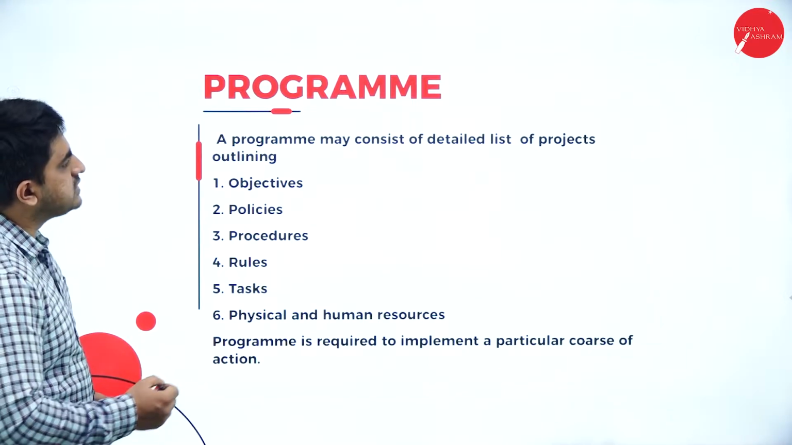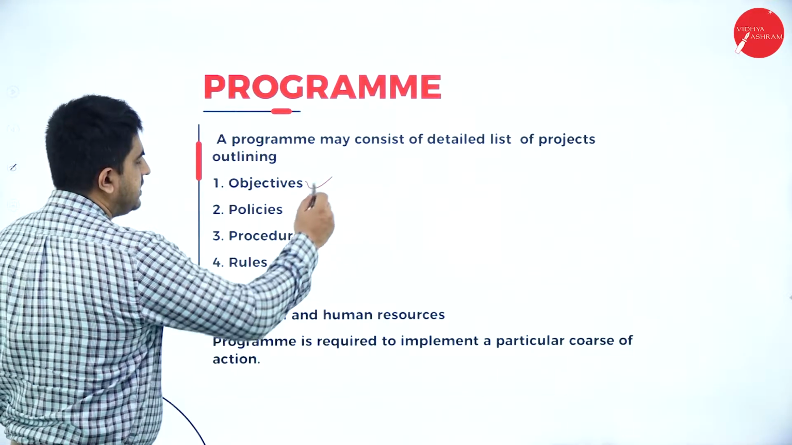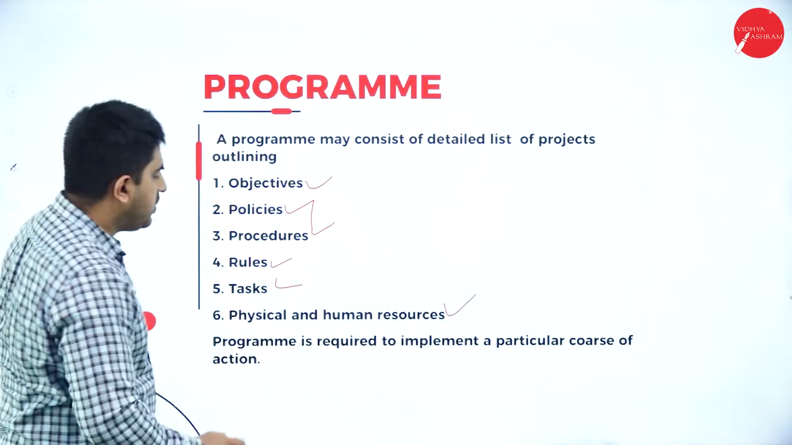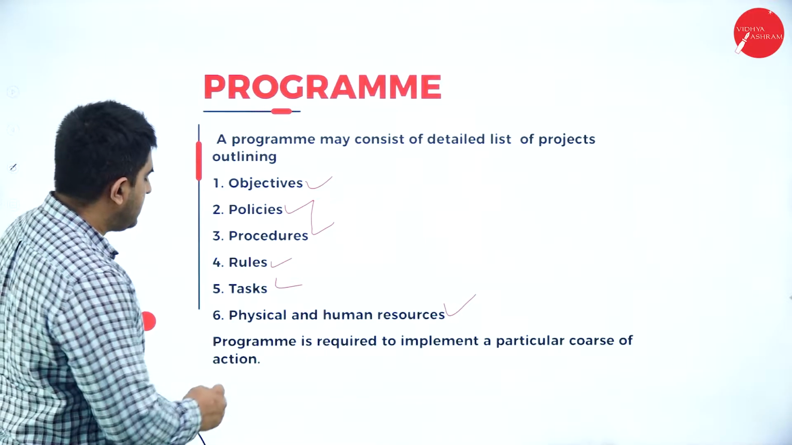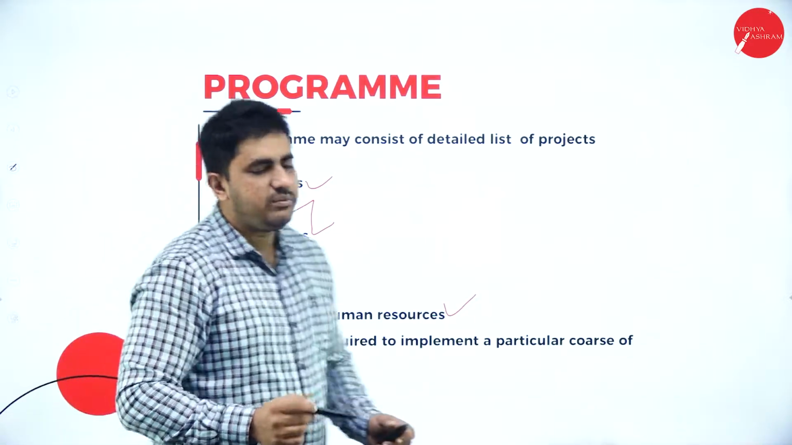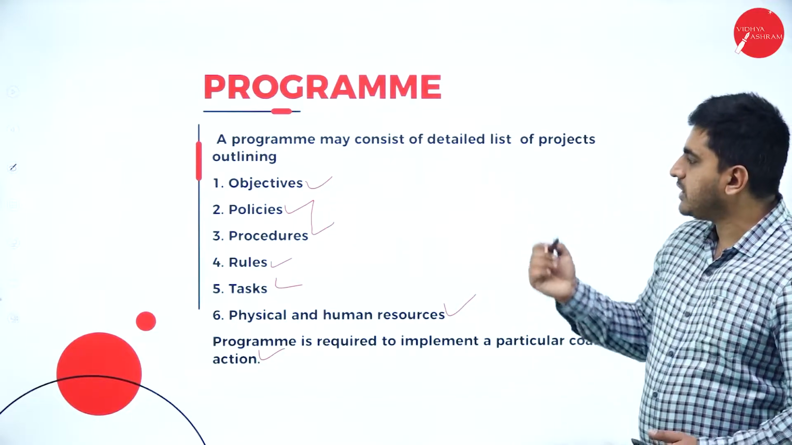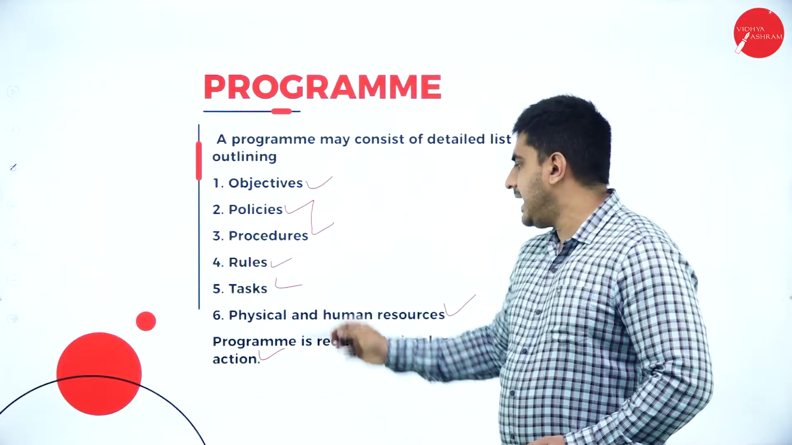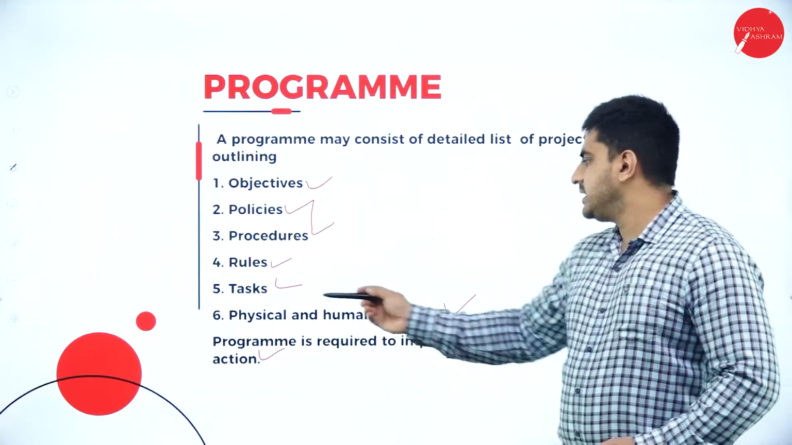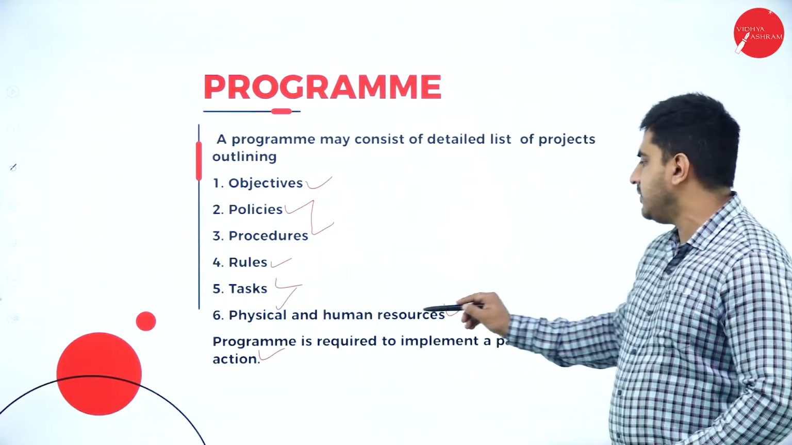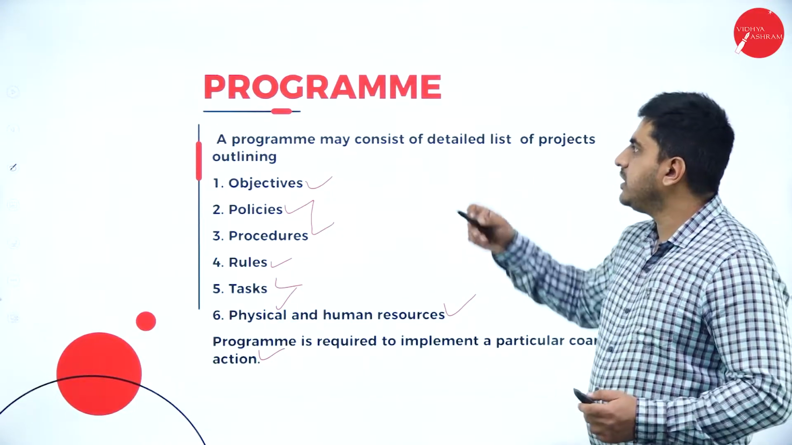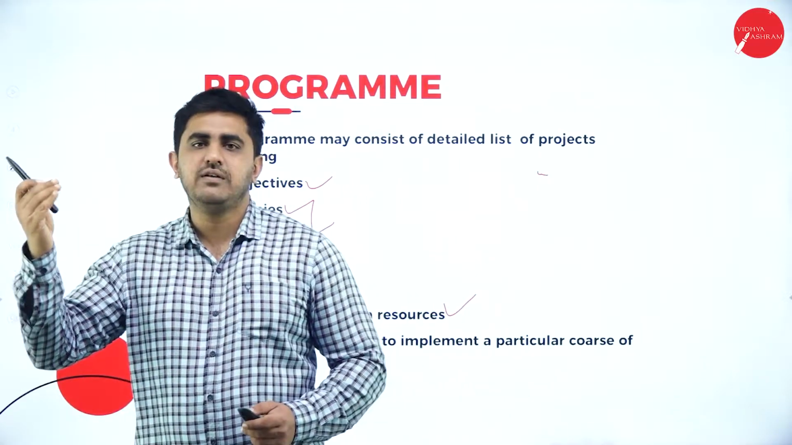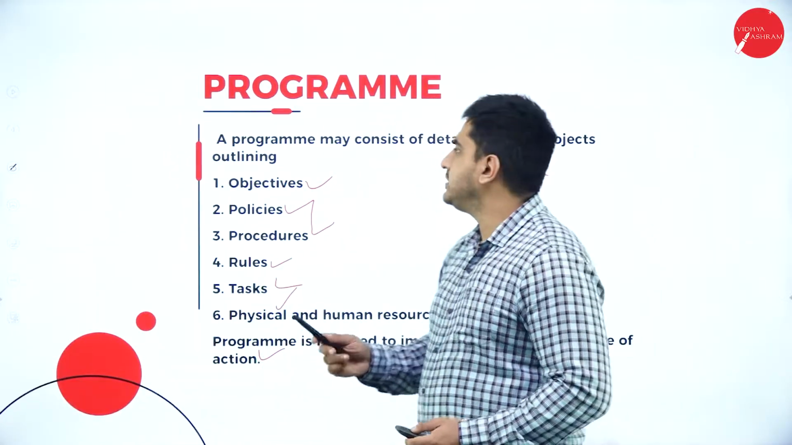Next we go for program. A program may consist of a detailed list of projects like objectives, policies, procedures, rules, tasks, and physical resources. A program is required to implement a particular course of action. So what does program usually mean? It is the cumulative of what we have learned till now: your objectives, policy, procedure, rules, tasks, and your physical and human resources. Physical means raw materials, human resources means the workers. All together we call it a program. The combined thing of all the plans we have learned till now constitutes a program.